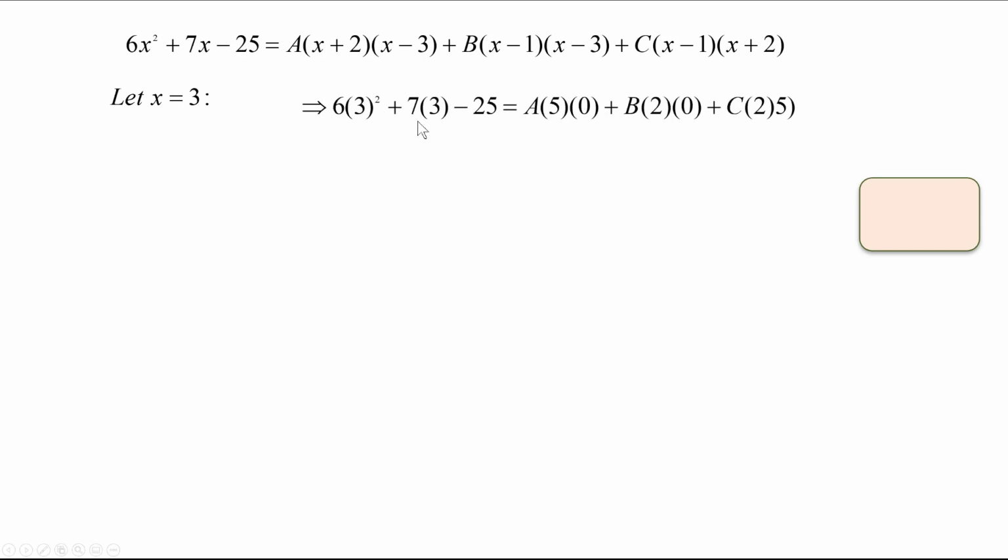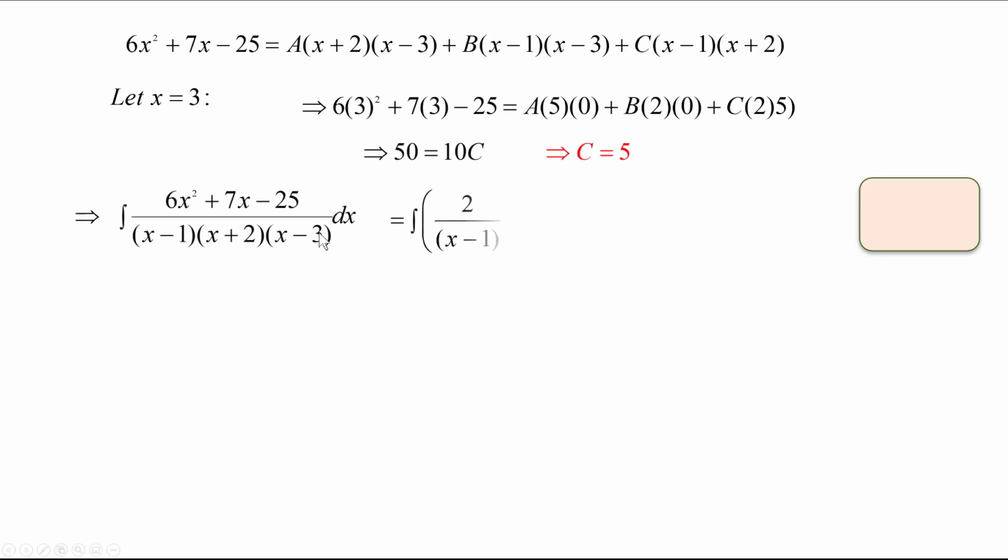So this gives us 6 times 3 squared plus 7 times 3 minus 25 equals c times 10, which means that c is equal to 5. So we now have a, b and c. So the original integral now becomes 2 over x minus 1, minus 1 over x plus 2, plus 5 over x minus 3.